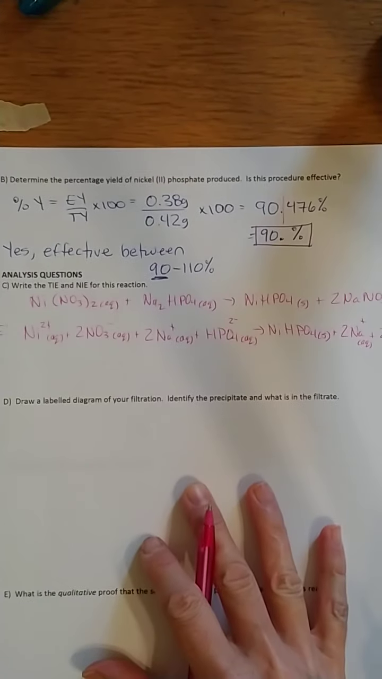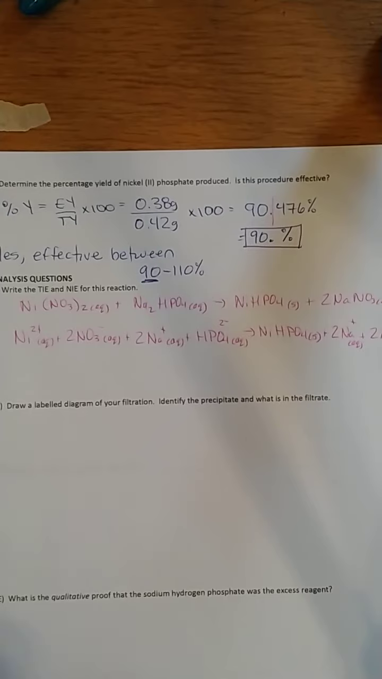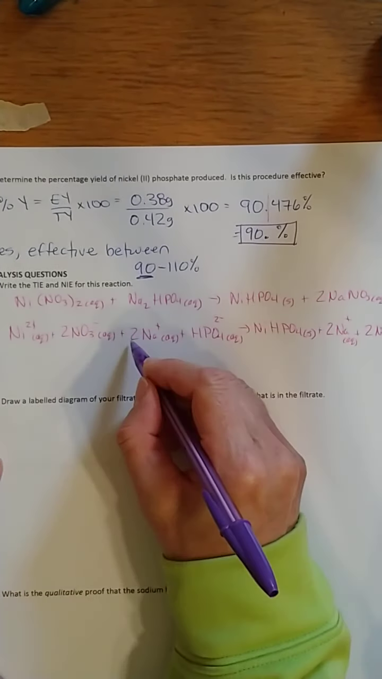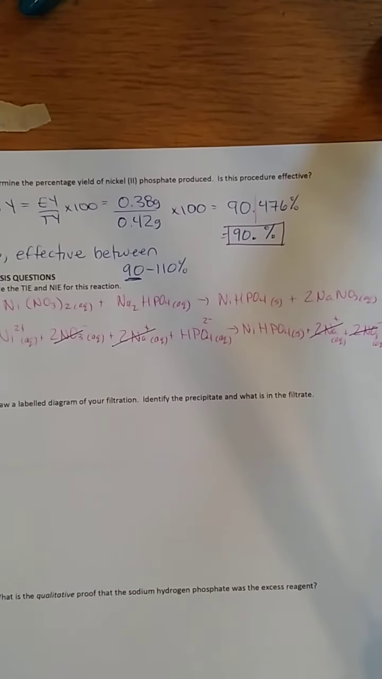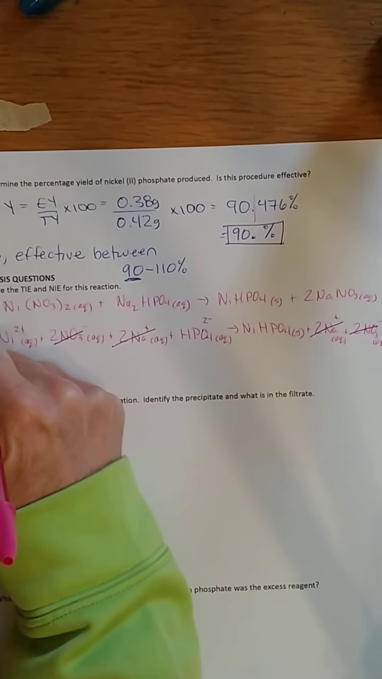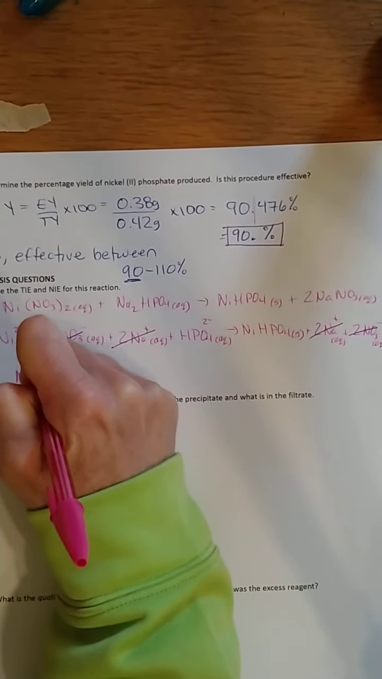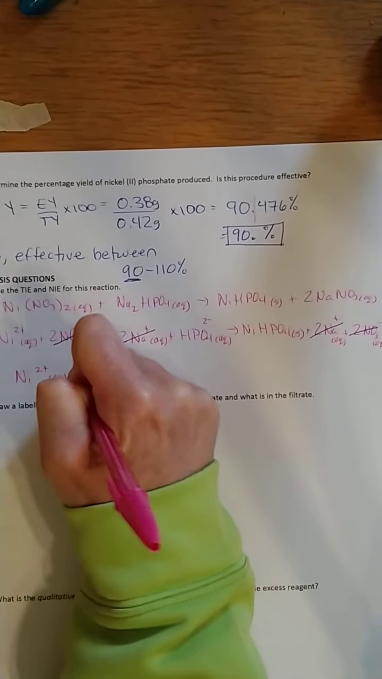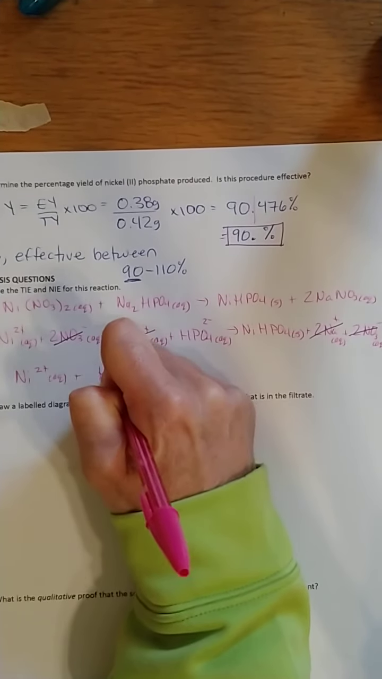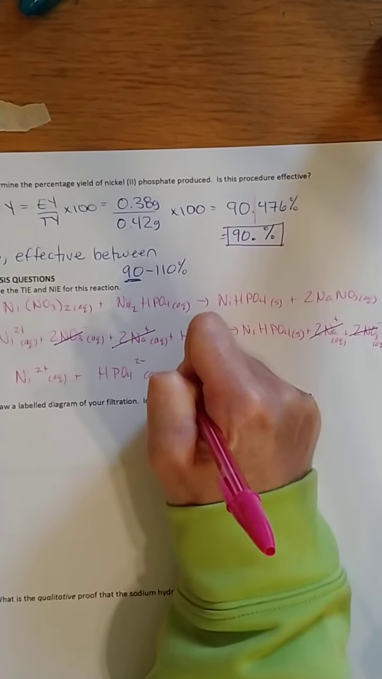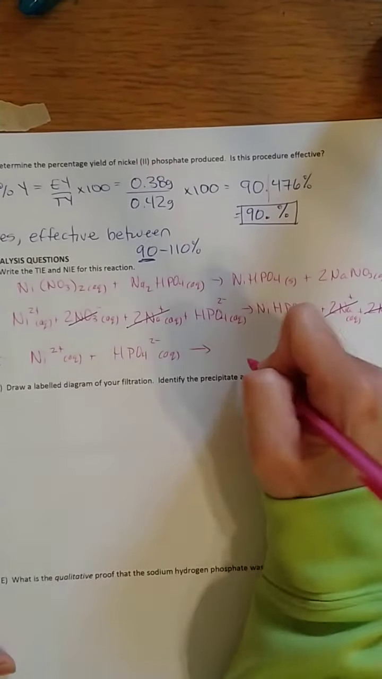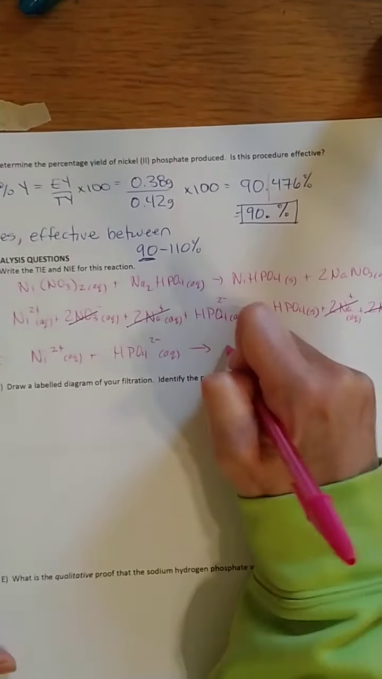Okay, so now what we'll do is go through, identify our spectator ions. 2Na+, 2Na+, 2NO3-, 2NO3-. So our net ionic equation is the nickel ions in our nickel nitrate reacted with the hydrogen phosphate ions in our sodium hydrogen phosphate, and that produced our precipitate.